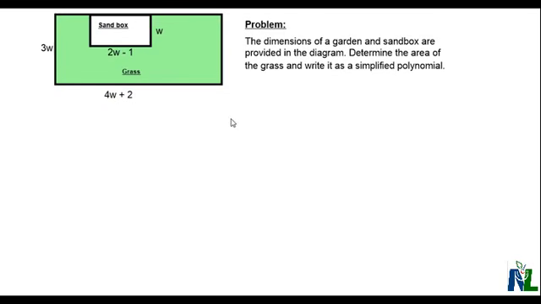In this video, we're going to solve a problem that involves the areas of rectangles where the dimensions have been given as polynomials. In this particular example, you're asked to find the area of the green grass when you're given the dimensions of the backyard and the sandbox that are contained within it.